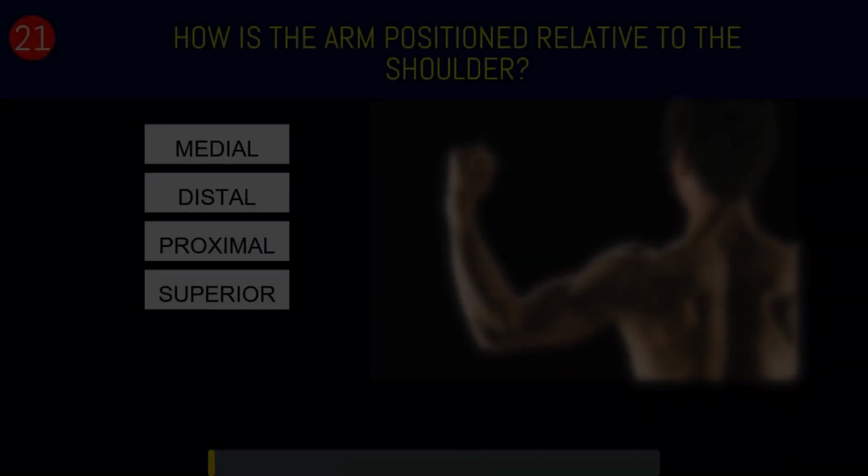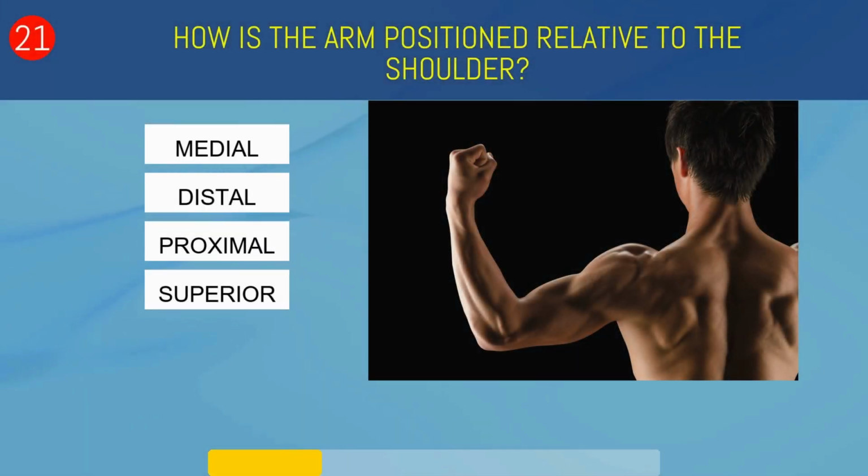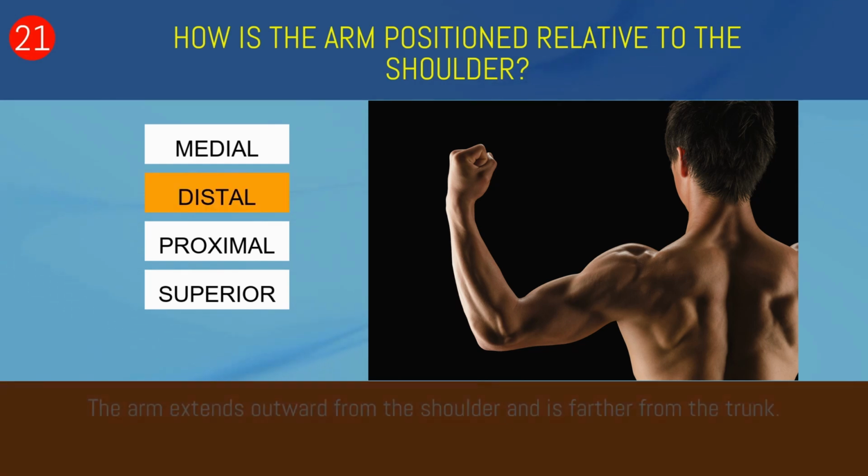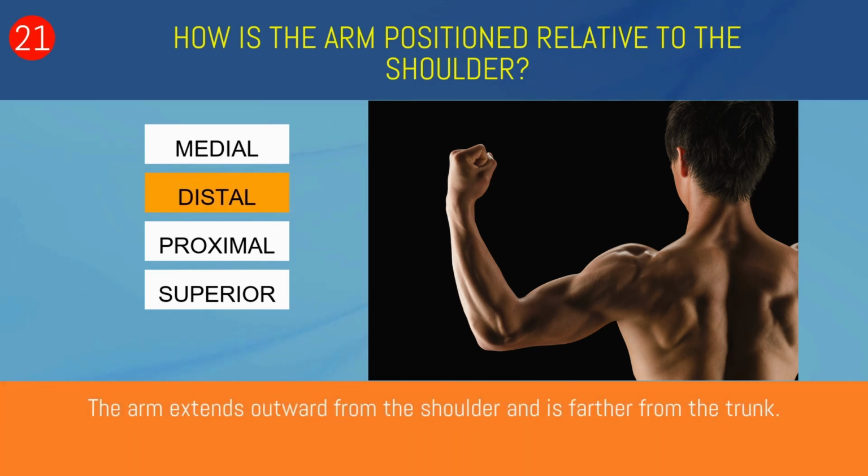How is the arm positioned relative to the shoulder? Medial, distal, proximal, or superior? Distal. The arm extends outward from the shoulder and is farther from the trunk.